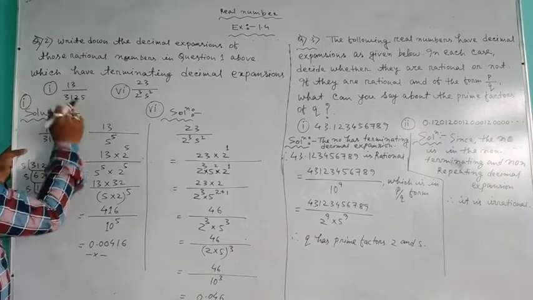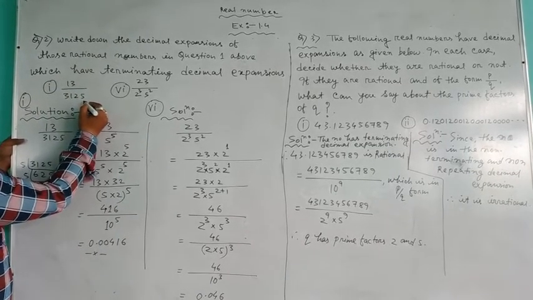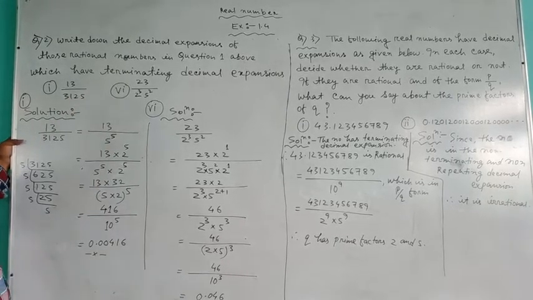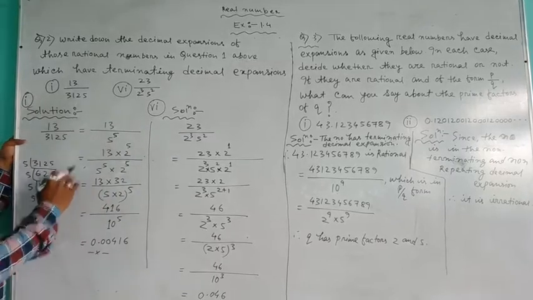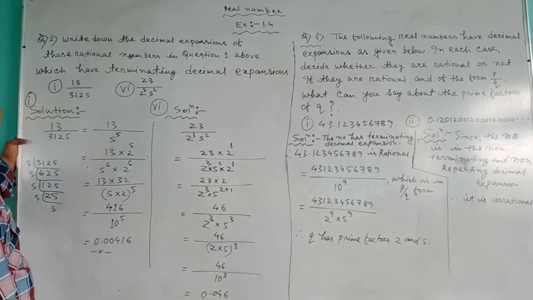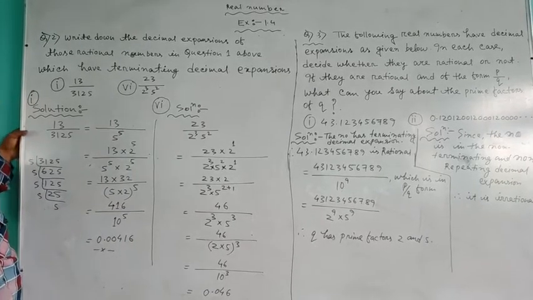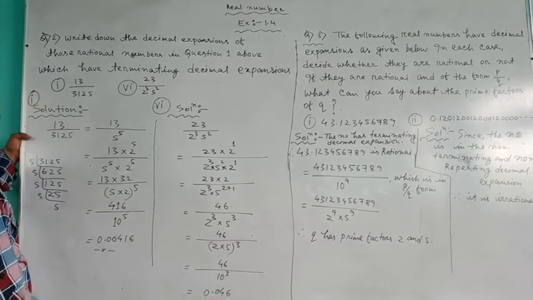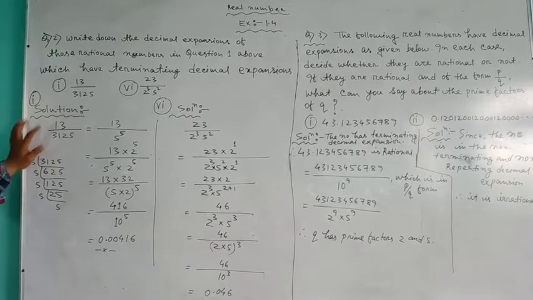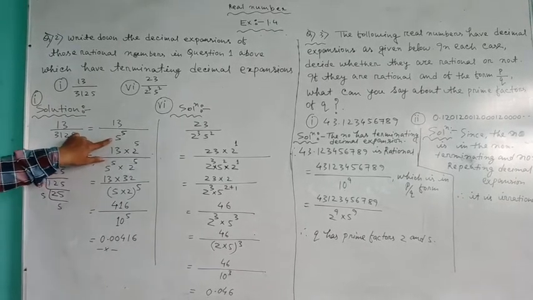So in question number 1, see 13 by 3125 is there. I am selecting only two problems because these two have terminating decimal expansion in question number 1. You find out the decimal expansion of the numbers which have terminating decimal expansion only. So I am selecting these two. See number 1. First of all, you have to write down the denominator in exponential form.